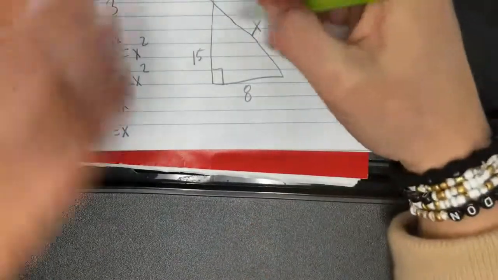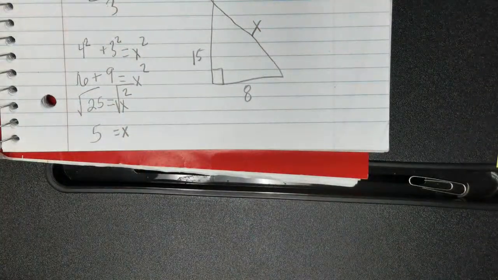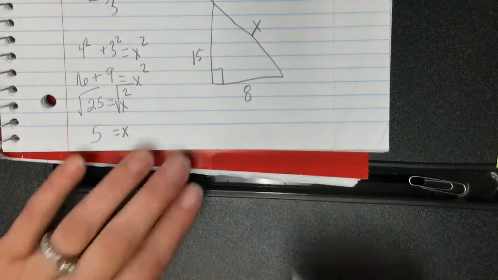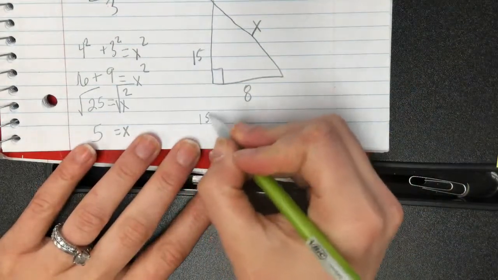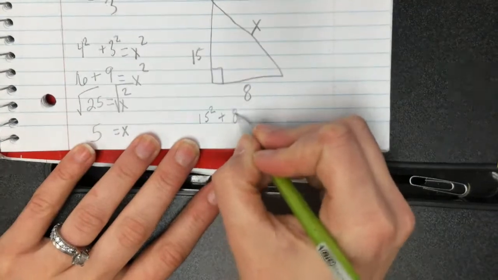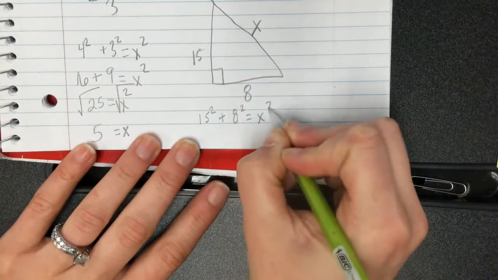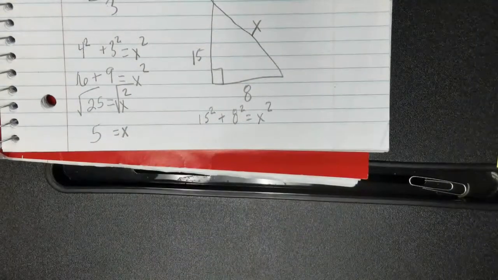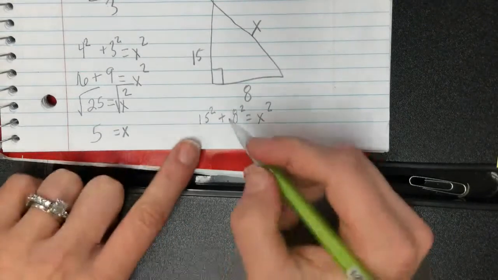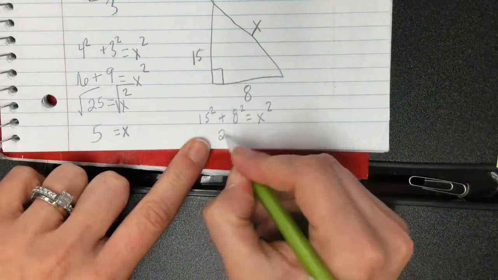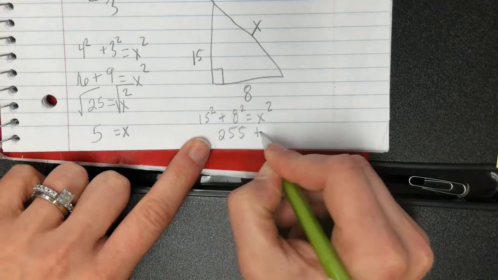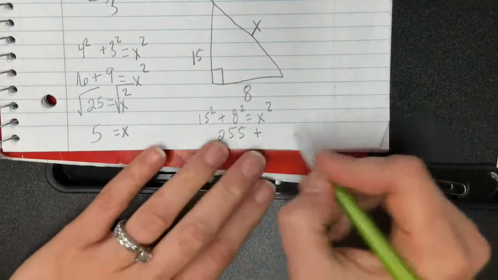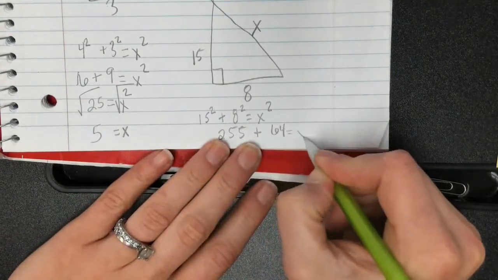We're looking for the longest side. We always have to decide, are we looking for a leg or are we looking for a hypotenuse? Here we're looking for the hypotenuse. So we can say 15 squared plus 8 squared equals x squared. You could have said 8 squared plus 15 squared, it doesn't matter. So 15 squared, 15 times 15 is 225, plus 8 times 8 is 64, equals x squared.